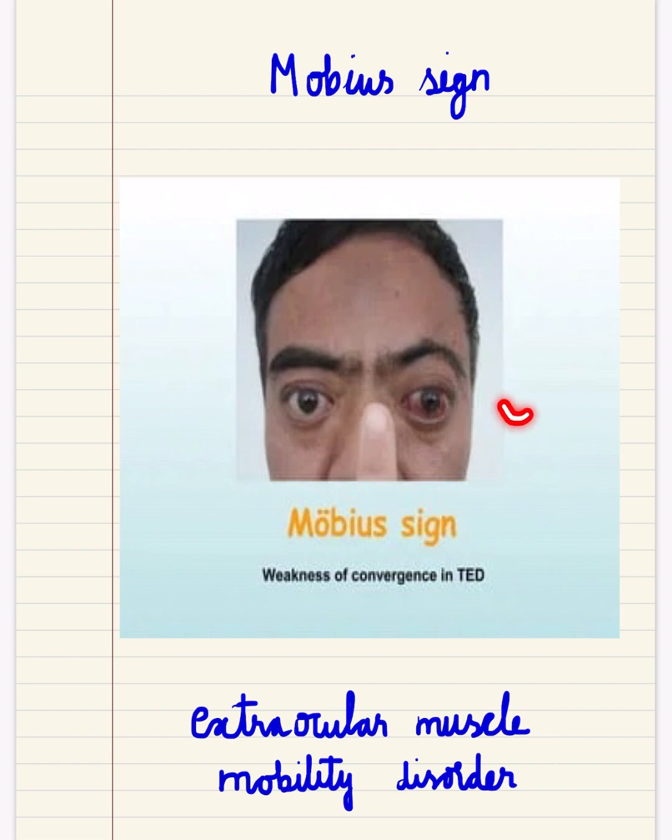This picture shows weakness in the convergence. When the patient is asked to look at near objects or your finger, they can't converge, or there is a weakness in convergence, which signifies Mobius sign positive, seen in Graves' ophthalmopathy.